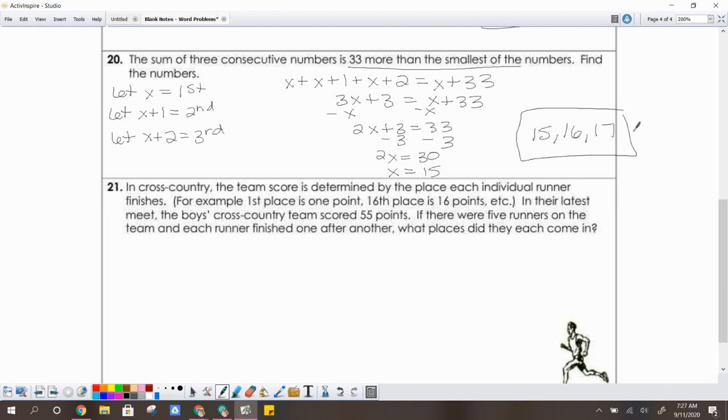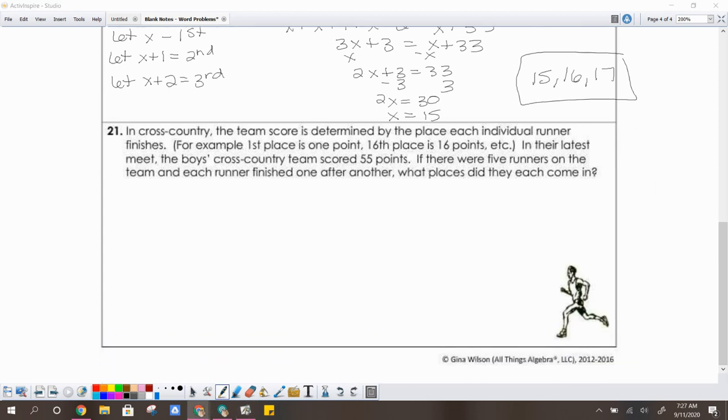All right, so 21. We've got a longer word problem here. It says in cross country, the team score is determined by the place each individual runner finishes. So for example, first place is 1 point, 16th place is 16 points, etc. In their latest meet, the boys cross country team scored 55 points. If there were 5 runners on the team that each finished one after the other, what places did they each come in? So this is consecutive because there's 1, 2, 3, 4, 5, bam. They got 5 places in a row.